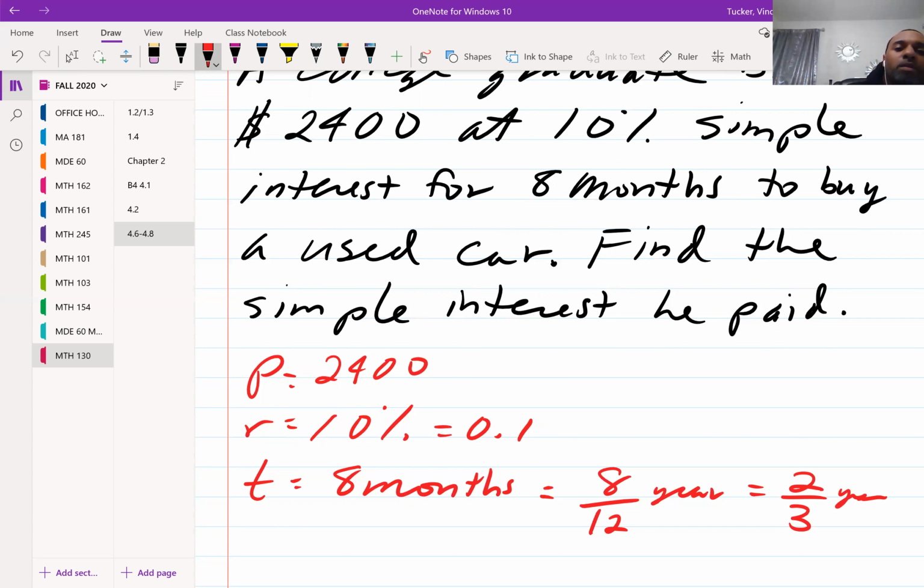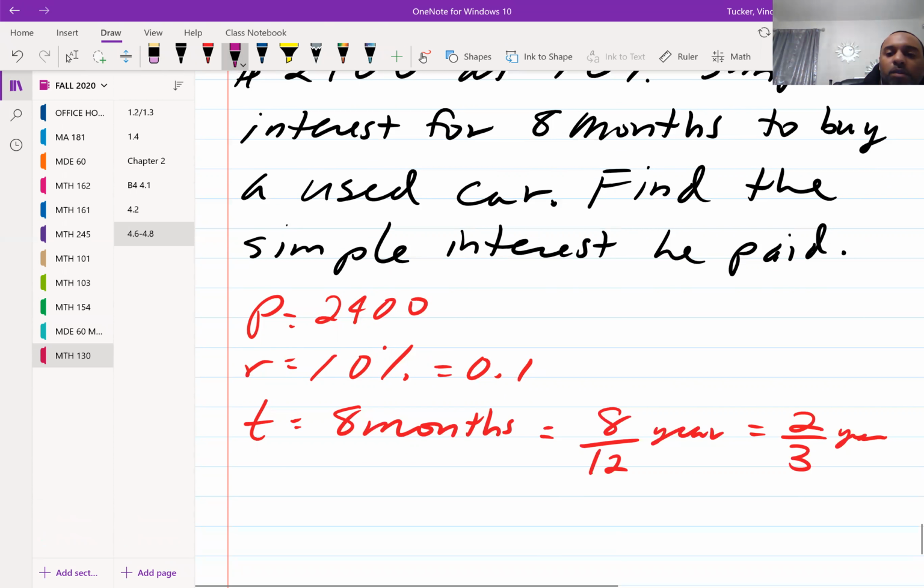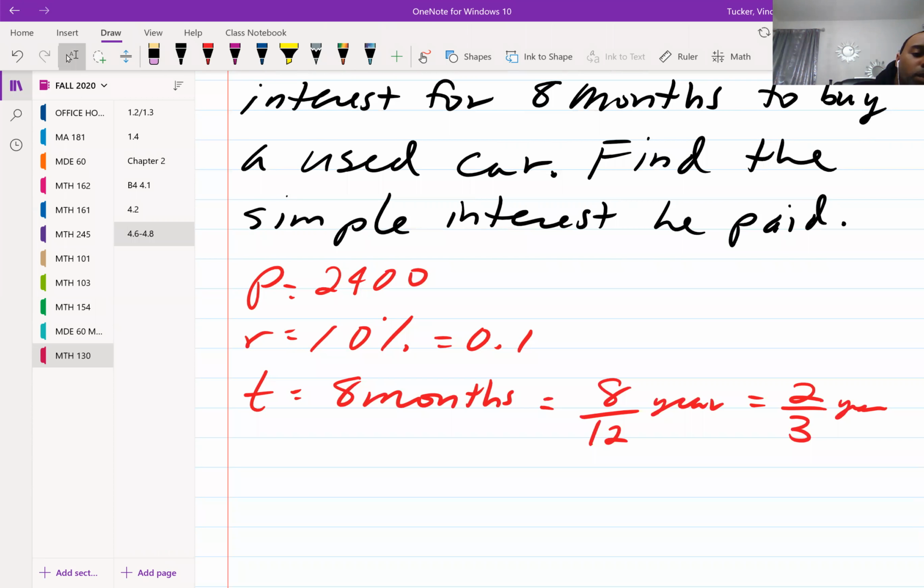All right. Any problems with the given information? All right. Interest earned, PRT, 2,400 times 0.1 times 2/3. That's 160, right? 3 goes into 24, 8. Let me see, yep. All right, so that's 160.